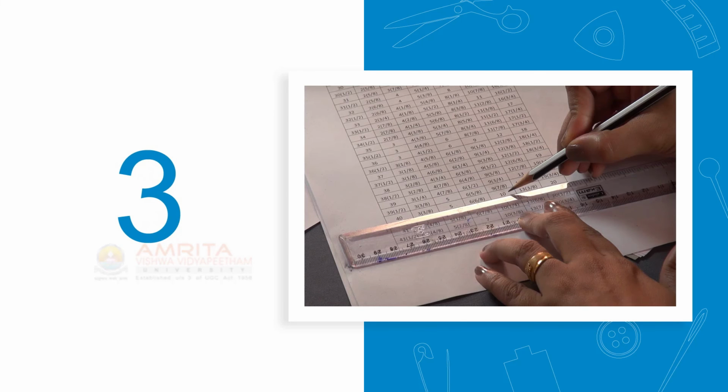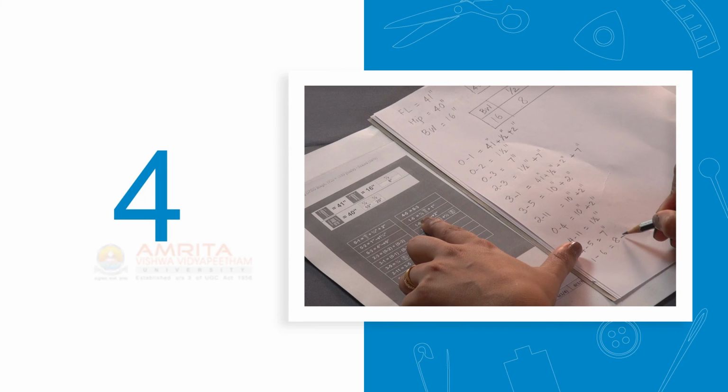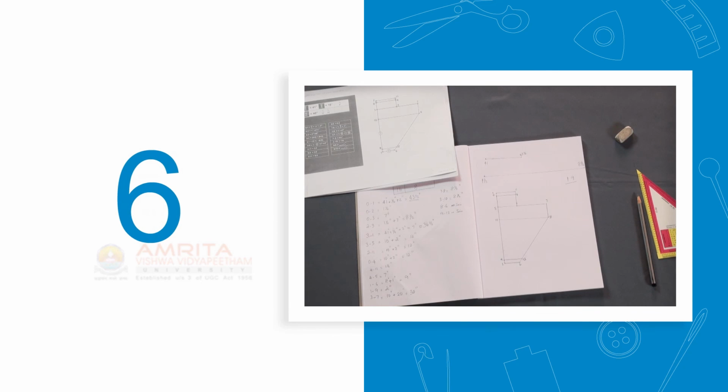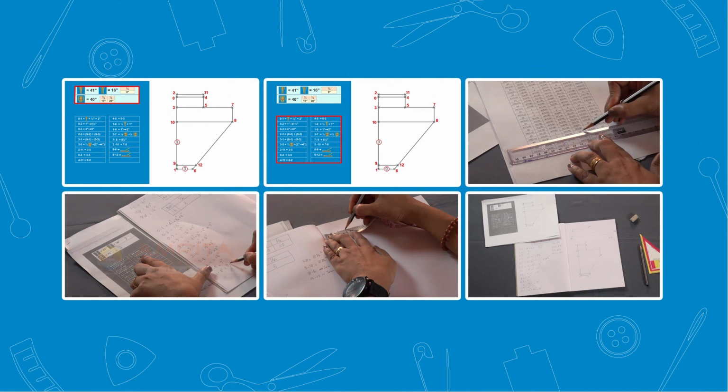Step 3. Use fraction table to find out the fractions of the body measurements. Step 4. Copy the drafting instructions in your notebook by substituting the values found out from the fraction table instead of fractions of body measurements. Step 5. Add the numbers if any. Step 6. Construct pattern in your notebook with the help of a triangular scale. With that, we've come to the end of this session.